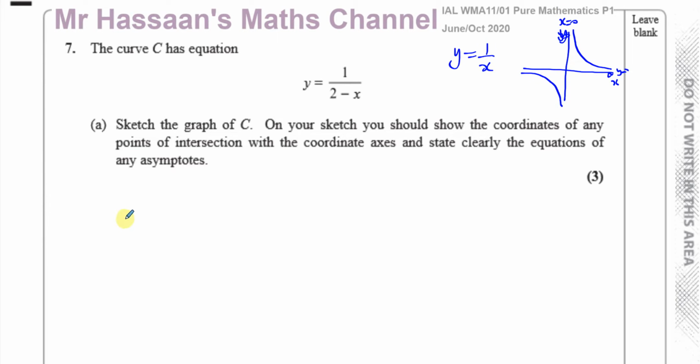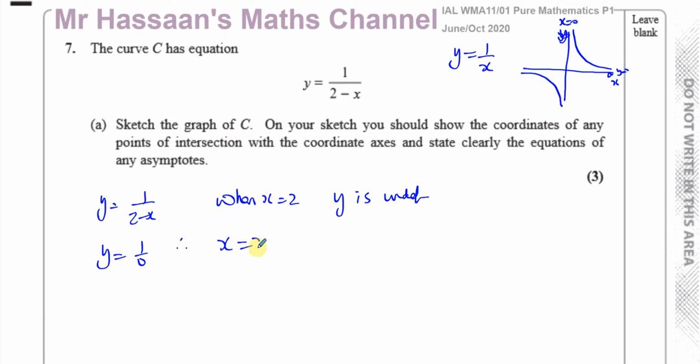So over here we can see when you have y equals 1 over 2 minus x, we know that when x equals 2, y is undefined, because you'll have y equals 1 over 0, which is undefined. So therefore, x equals 2 is the vertical asymptote. Okay, the vertical asymptote.